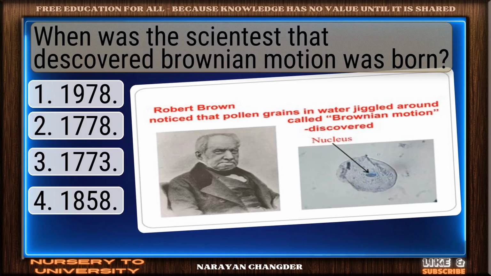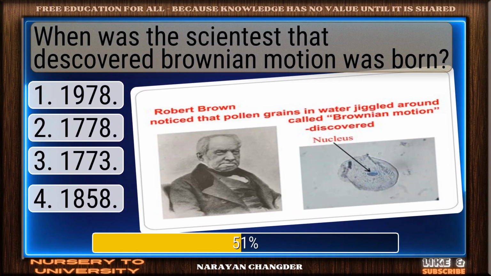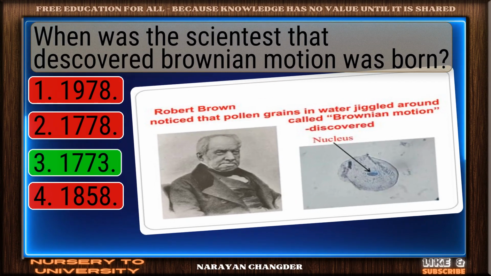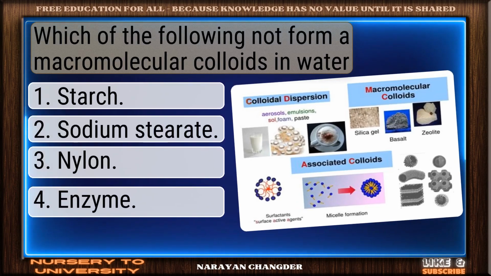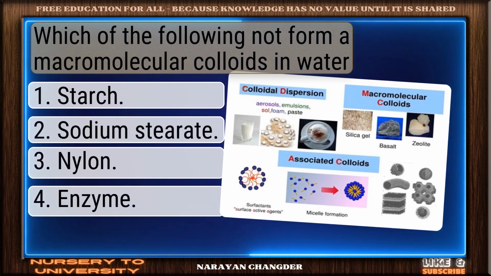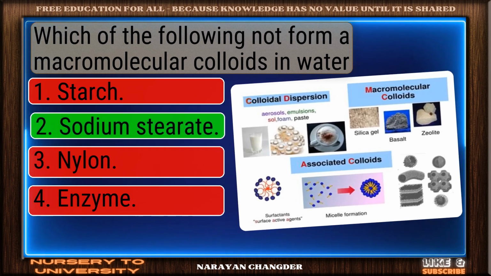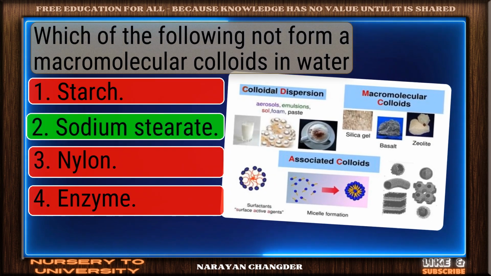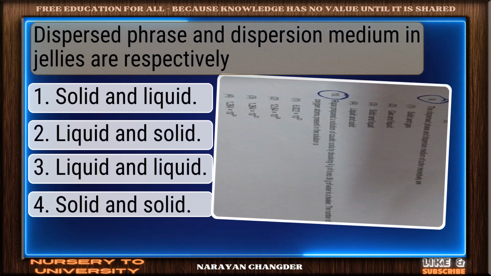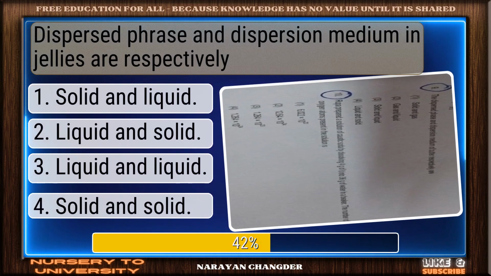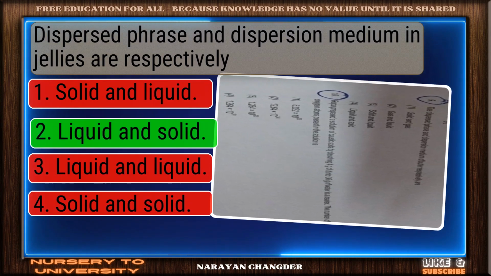When was the scientist that discovered Brownian motion born? Correct response. 1773 is the most accurate answer. Which of the following does not form a macromolecular colloid in water? Great thinking. Sodium stearate is the right choice. Dispersed phase and dispersion medium in jellies are respectively... Right again. Liquid and solid is a valid answer.